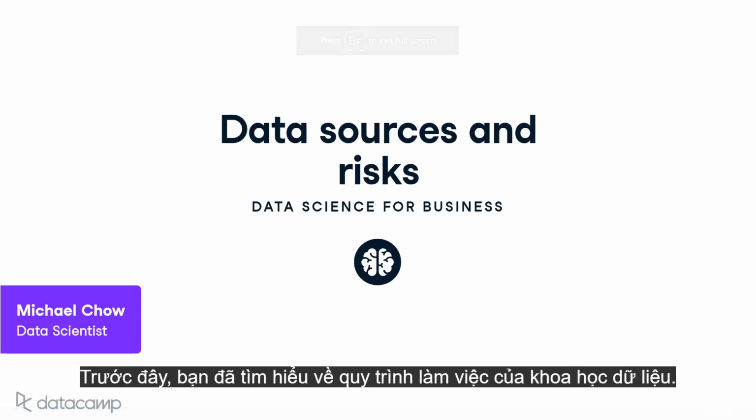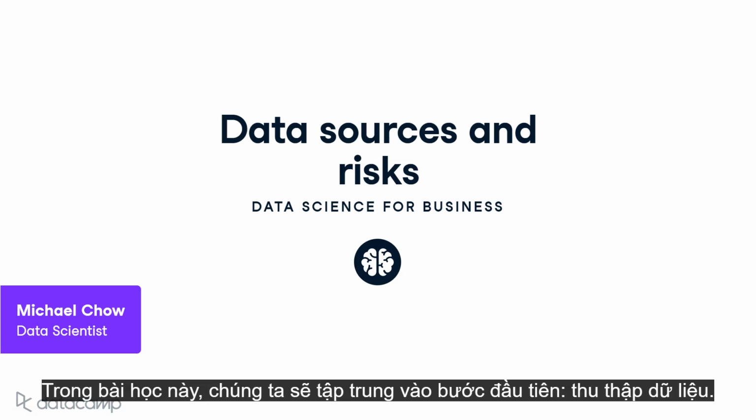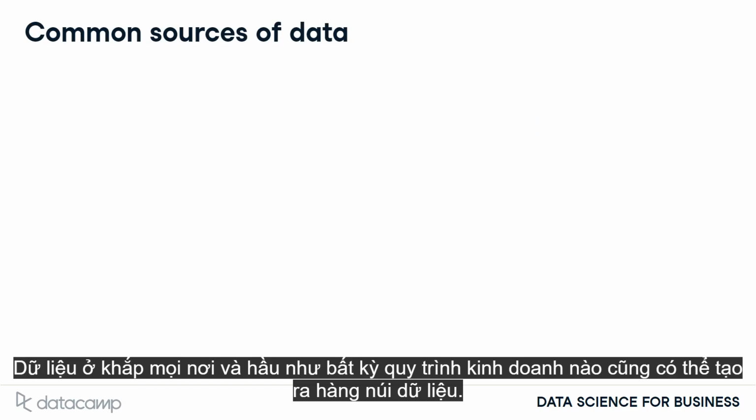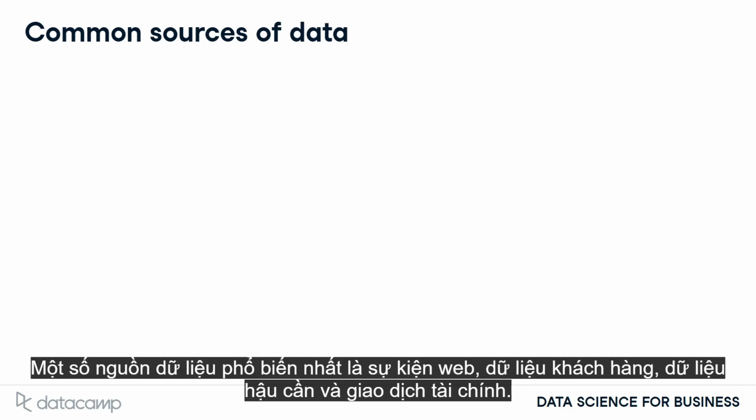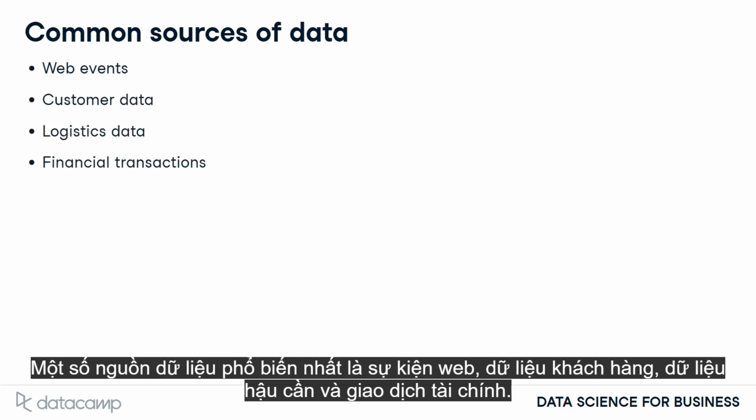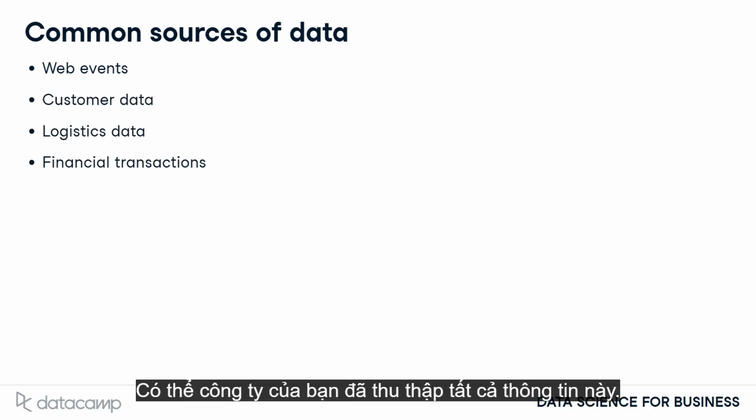Previously, you learned about the data science workflow. In this lesson, we'll focus on the first step, data collection. Data is everywhere, and almost any business process can generate mountains of data. Some of the most common sources of data are web events, customer data, logistics data, and financial transactions. It's possible that your company is already collecting all of this information.